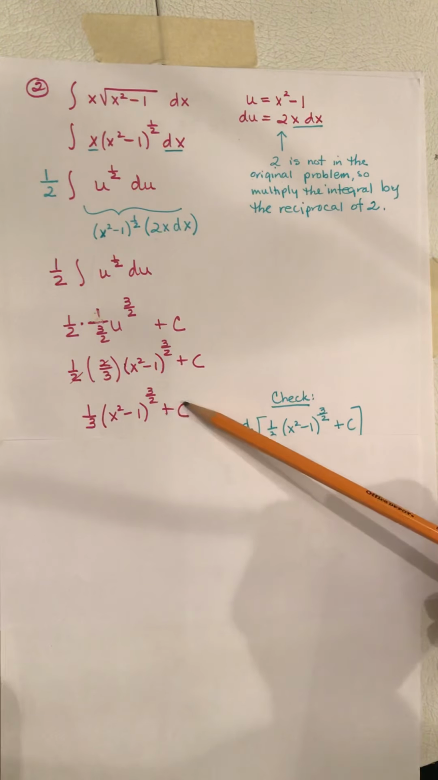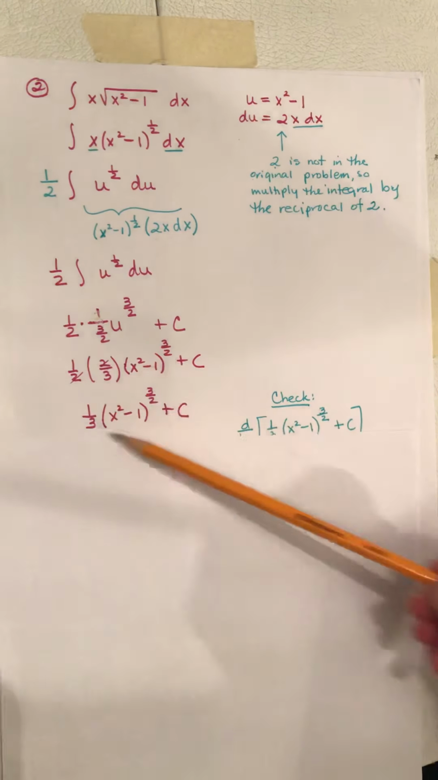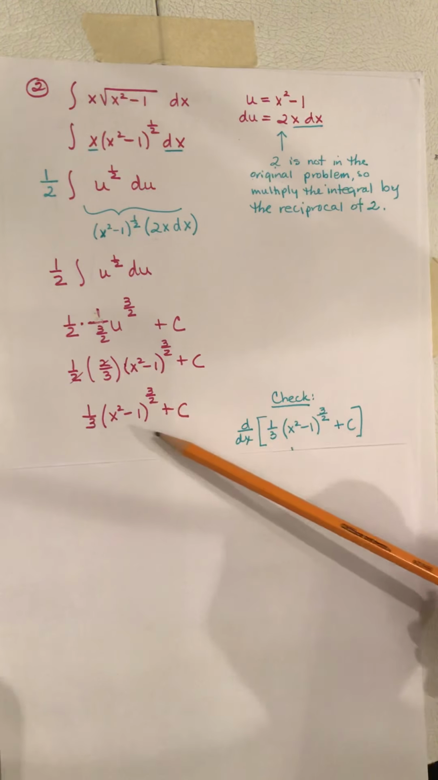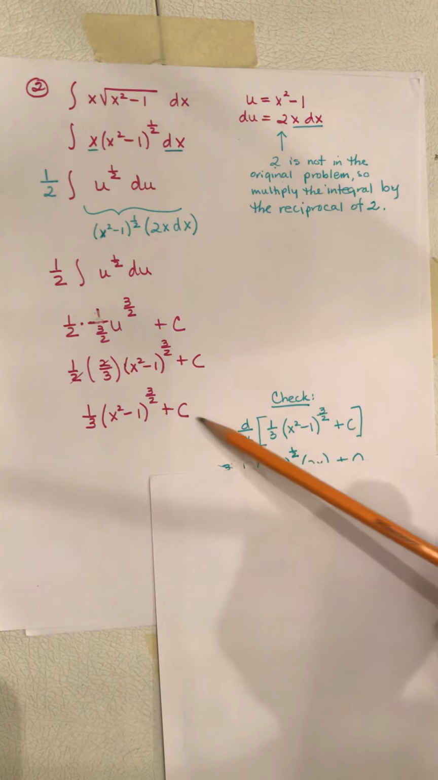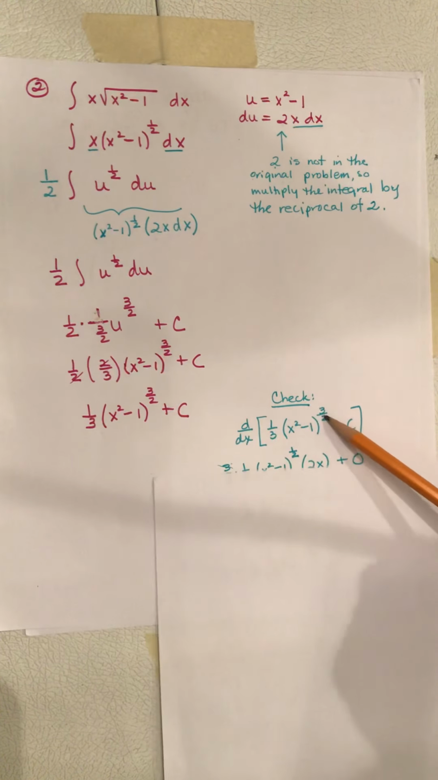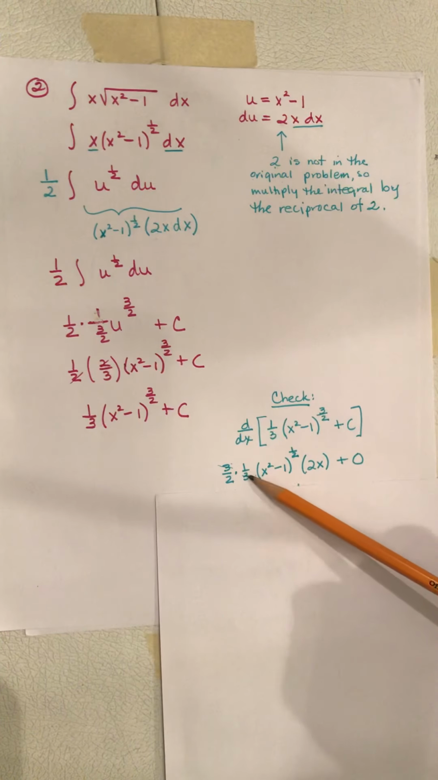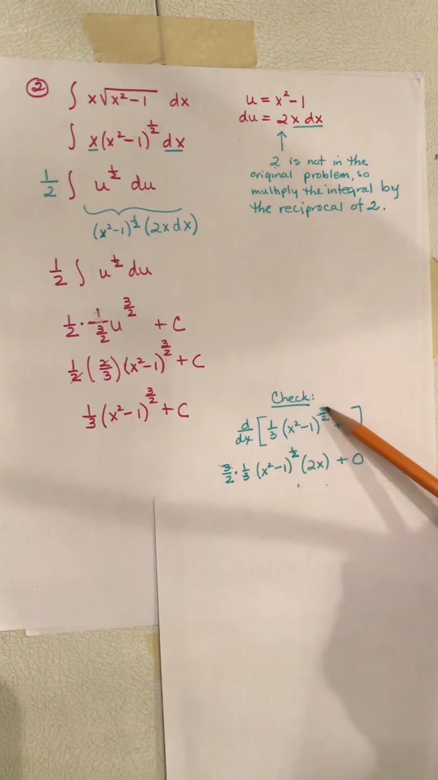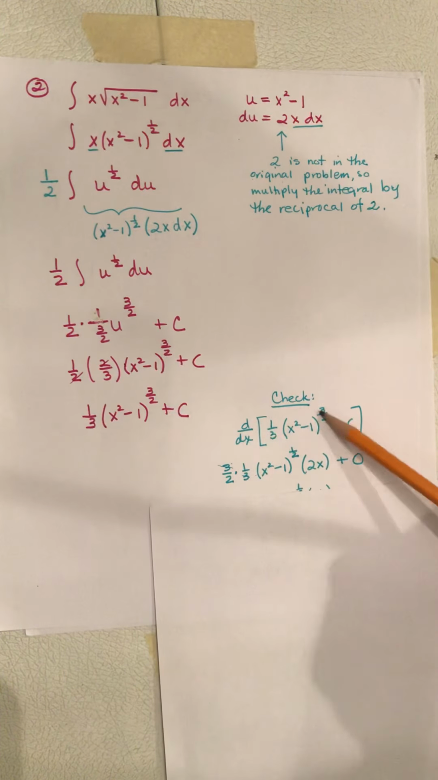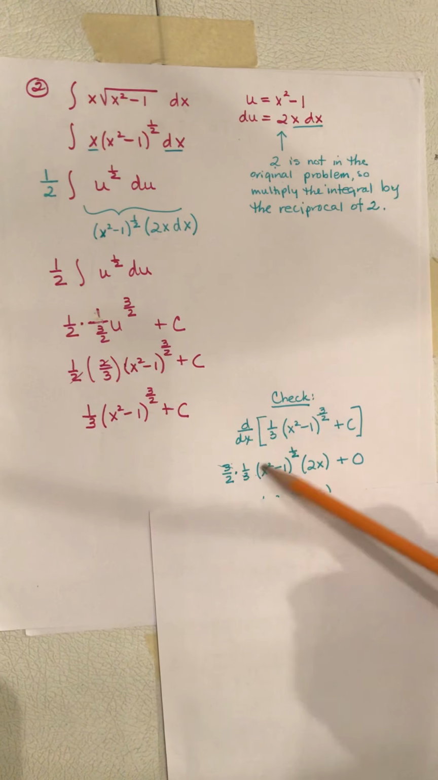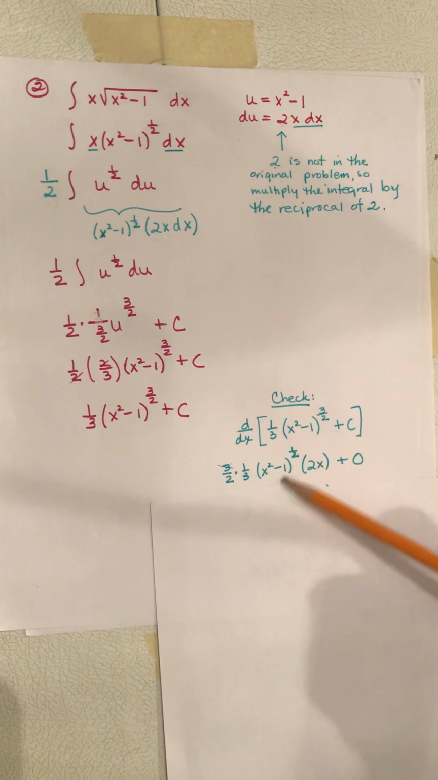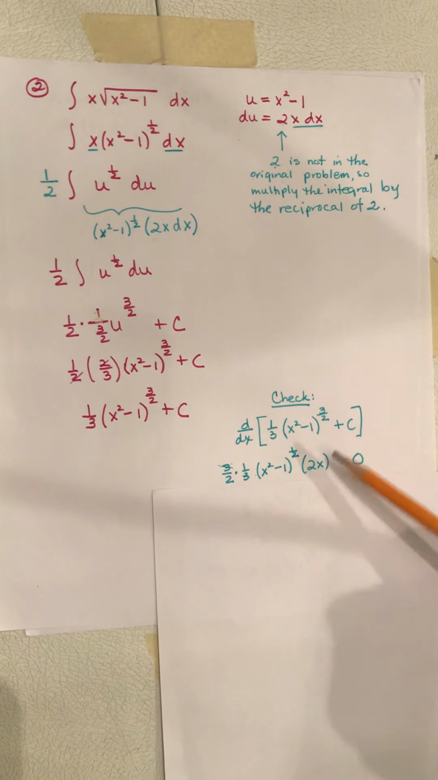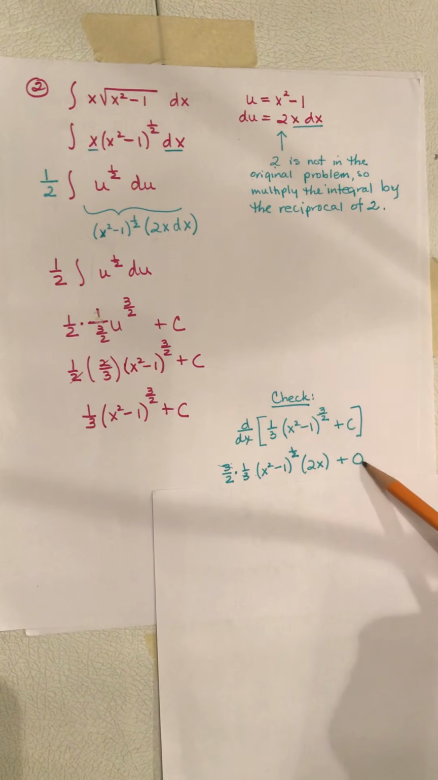Now, I am going to take the derivative of this to prove that it worked. So, over here, the derivative of this answer right here is going to give me 3/2 times 1/3 by chain rule. Keep the base by the power rule version of the chain rule. So 3/2 times 1/3, keep the x squared minus 1 the same, subtract 1 from the 3/2, we get 1/2, and take the derivative of the inside by chain rule. That's 2x, plus the derivative of c, which is 0.